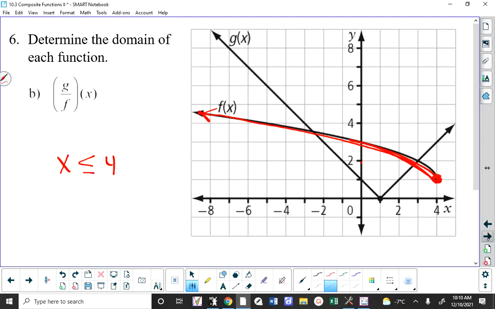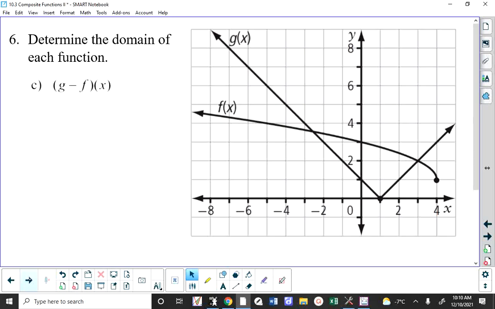If f of x ended up doing this, then it would obviously be less than or equal to 5, right? But it would actually be, if that's what it looked like, the domain would be x is less than 5, because it can't be equal to 5. So every case could be a little bit different. Subtracting functions, just the common domain. We don't need to worry about restrictions. So the domain here would be x is less than or equal to 4. Still good?